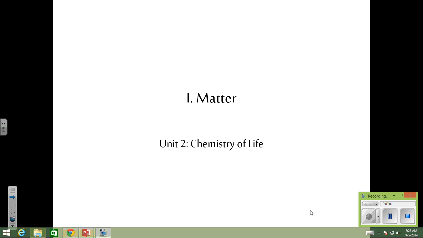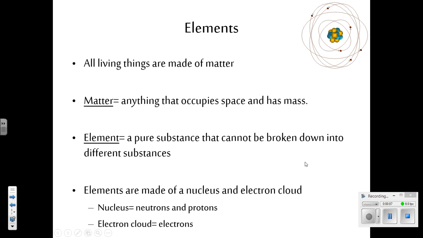This is section 1 dealing with matter in this unit 2, which is chemistry of life. So we'll start by talking about elements and the periodic table. Right up top here it says all living things are made of matter. If you don't remember what matter is, it's anything that occupies a space and has a mass. And all matter is made of elements, which again can be found on that periodic table.